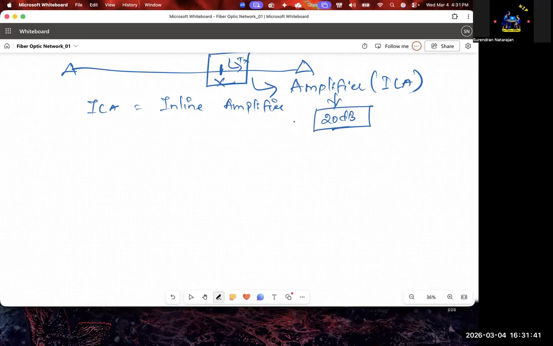So if you are giving a 0 dB power signal, once it is input to the amplifier, what will be the output signal? No, 20 dB. But you cannot send 20 dB in fiber, right? Very good. So this is actually dBm, 20 dBm. I will give you the difference between dB and dBm.